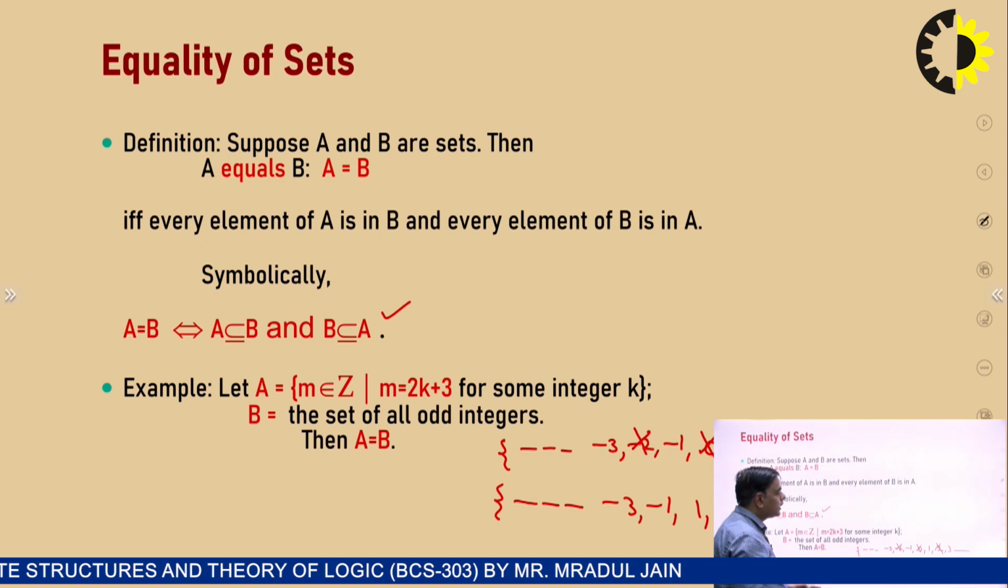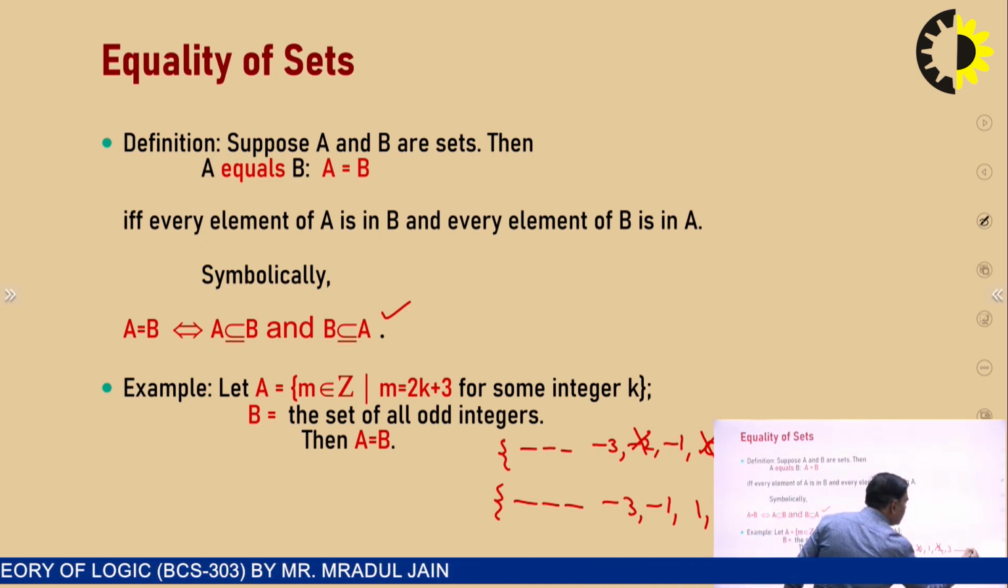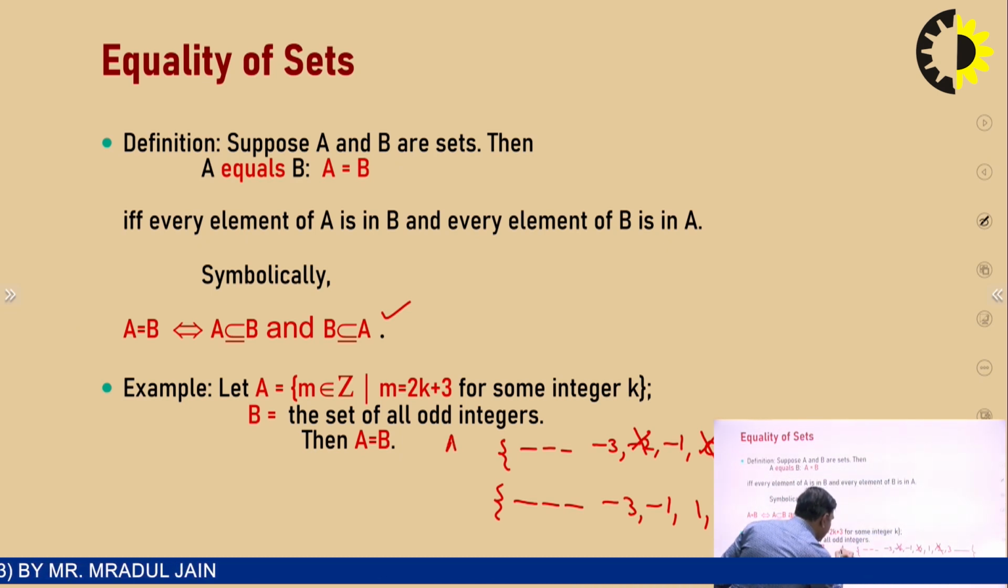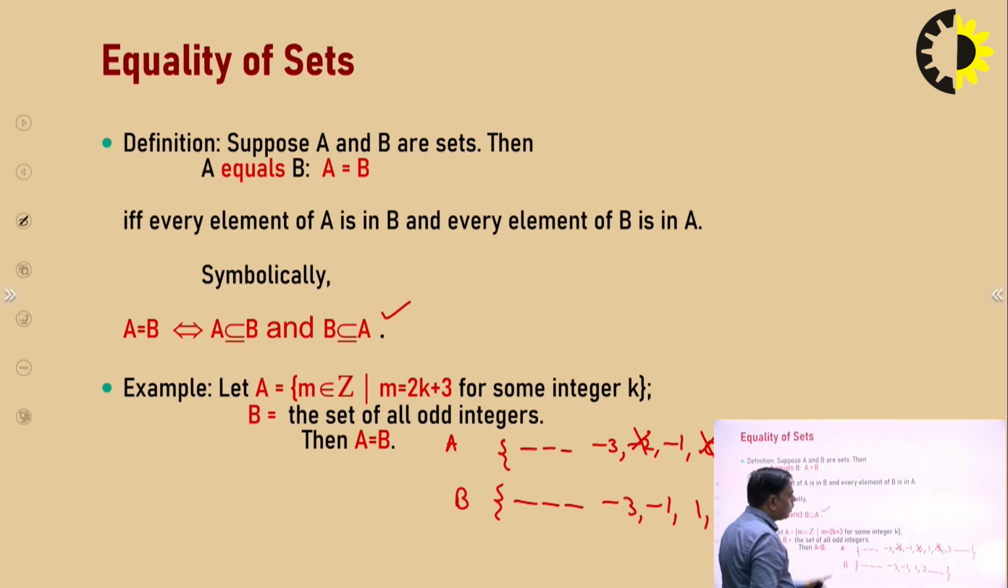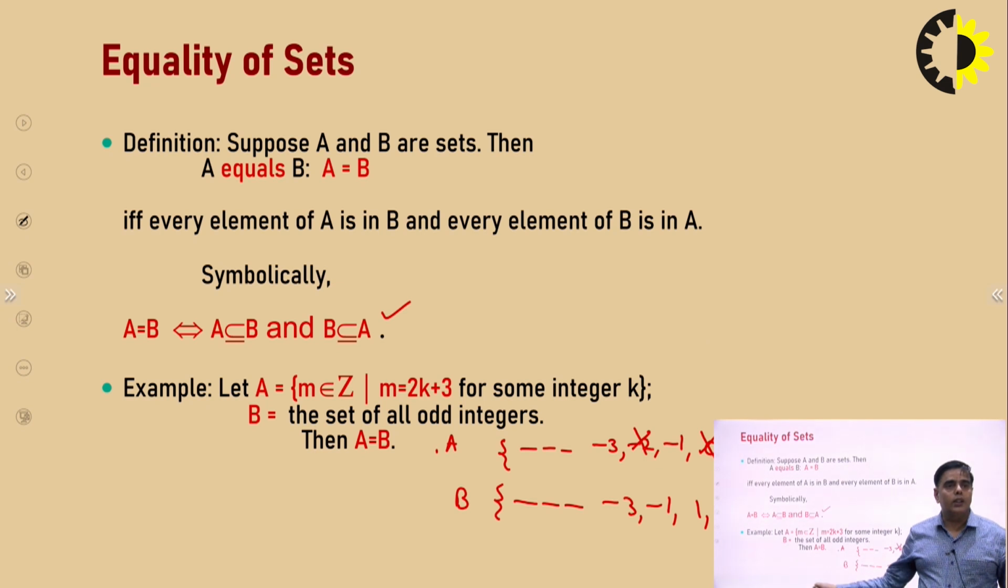Okay. So in such a case, we can suppose this is a set A and this is a set B, and it is very clear that set A is a subset of B and B is a subset of A. If this condition holds, then we can say A equal to B.